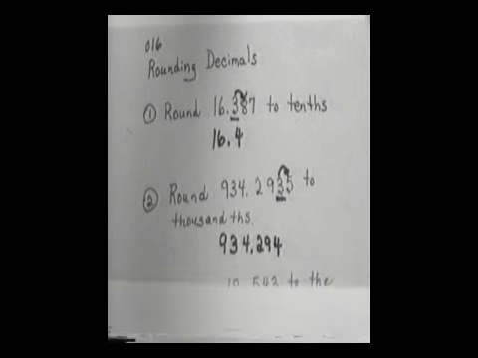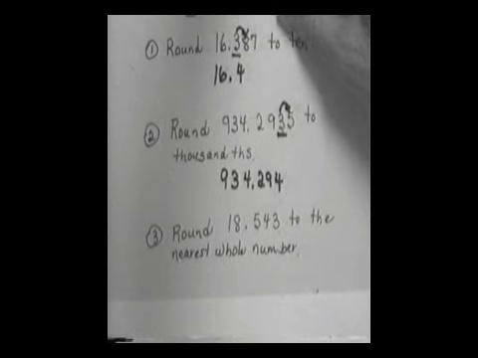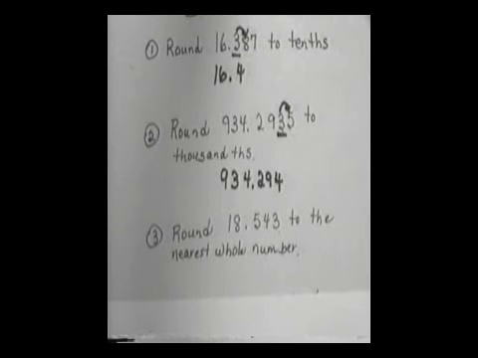Let's look at another one. This time, I'm asking us to round to the nearest whole number. Round 18.543 to the nearest whole number. Well, when we're rounding to the nearest whole number, we're not really wanting to have any decimal places left. So what I want to have is either 18 or 19. My whole number right now is 18. And I'm either going to take that whole number up 1 or I'm going to stay where it is.